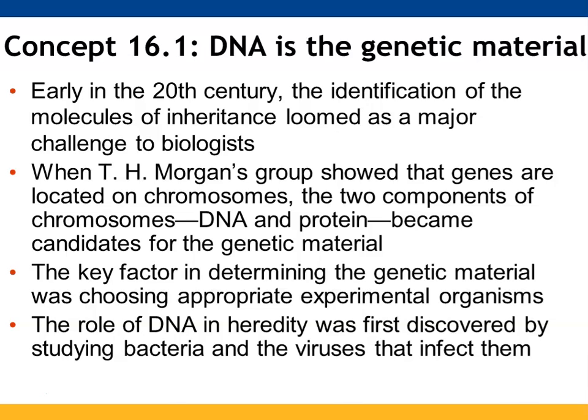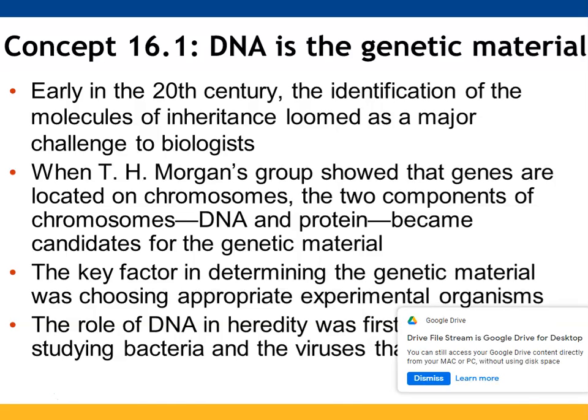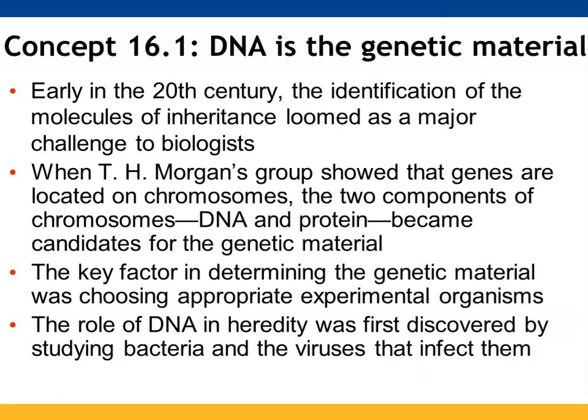This is prior to DNA being identified early in the 20th century. Identification of the molecules of inheritance loomed as a major challenge to biologists. Morgan's group was able to show that the genes were located on chromosomes, and there were two components making up chromosomes, DNA and protein. And so those two macromolecules became candidates for the genetic material.